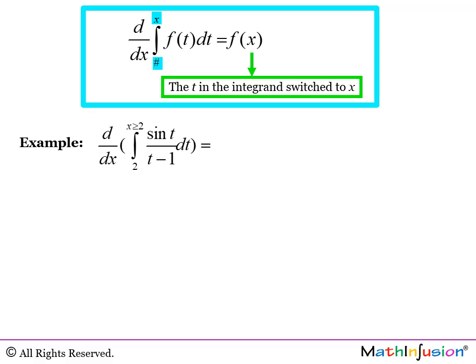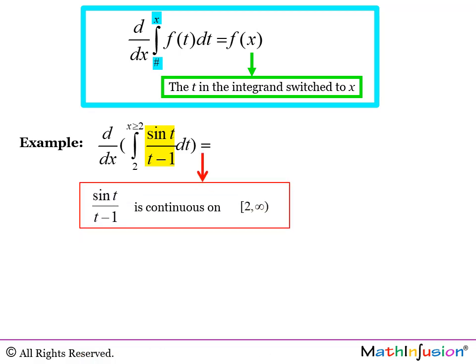Example. We are going now to do the same. We don't know how to find the antiderivative of sine t over t minus 1, so we have to use the theorem. We are just going to copy that, and instead of t, we write x. But we first have to note that this is a continuous function for all values that are at least 2. The only problem with this function is when t equals 1. So if t is greater than or equal to 2, then this function is continuous and we can go along and apply the theorem. And here's what we get.